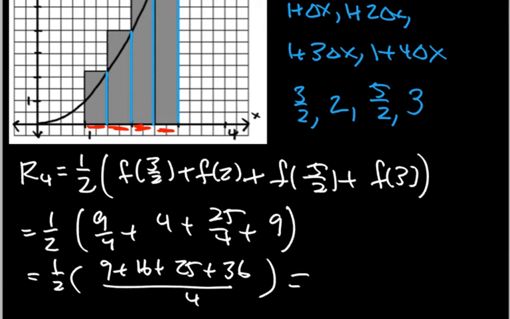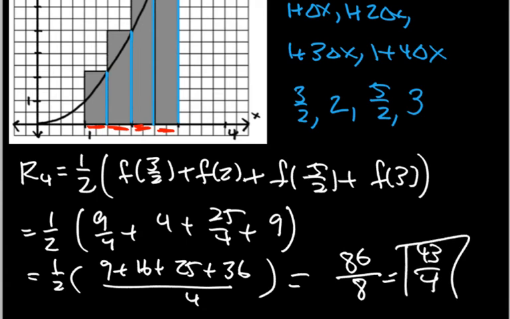Okay, let's see. So, easiest way to add this, well, we remember that that's 50 plus 36. 50 plus 36 is 86. 86 over 8. So let's just divide that by 2 again. And we get 43 over 4. Alright, so let's analyze what we actually did here.